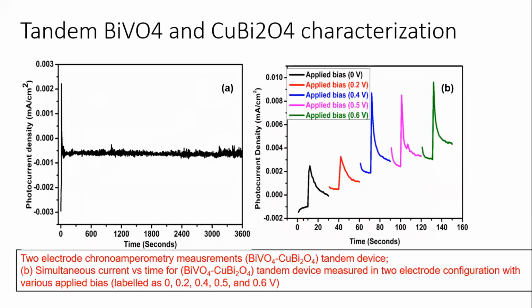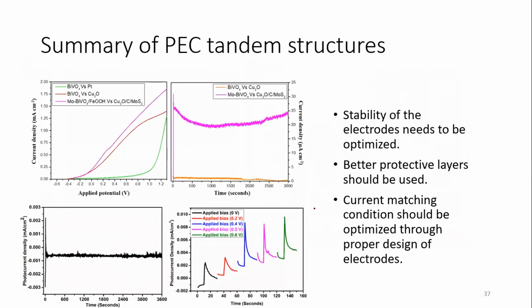So at zero bias, actually there is no current at all. You can see this flat curve. When we increase the bias voltage, you can see some increase in current. But what we wanted was to test the system at zero bias. If we get some current at zero bias, that is what we expected from this tandem system.